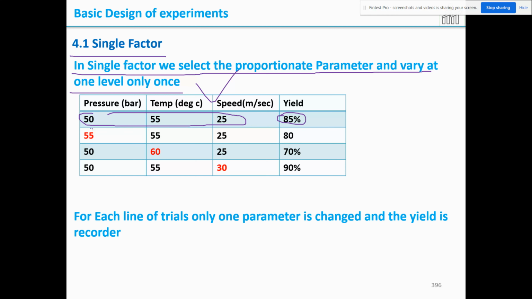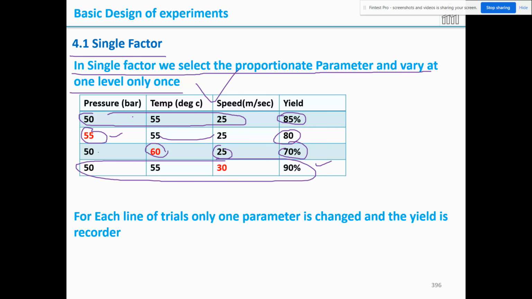Okay. Now I am changing only the pressure, only to the required limit. I changed it to 55 and the rest two parameters I kept constant. Then I kept pressure constant, I changed the temperature and speed I kept constant. So at a time I'm going to change only one parameter and note down the yield. Now with the last trial, that is 50, 55, and 30, by changing only speed I have got 90% yield.